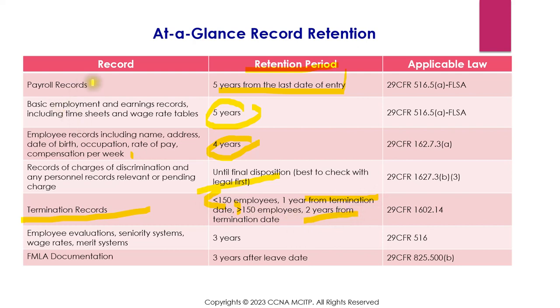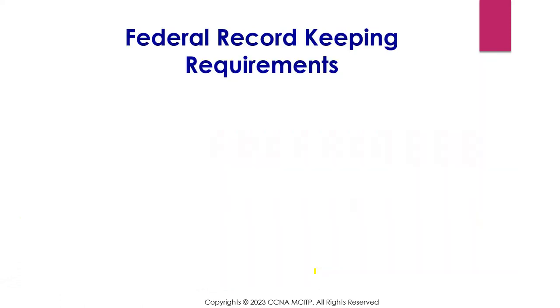The next record is employee evaluations. These should be kept for 3 years, and FMLA documentation for 3 years after the leave date. So these are the retention periods for records.